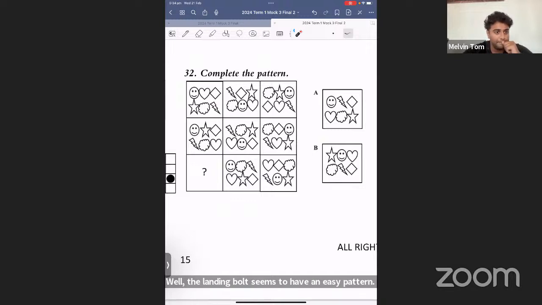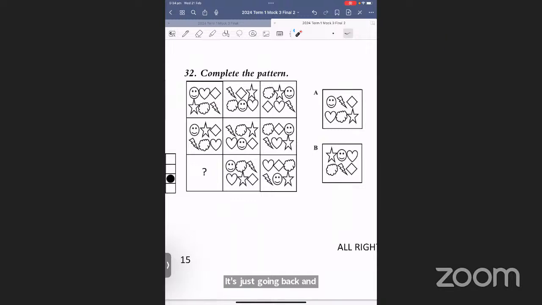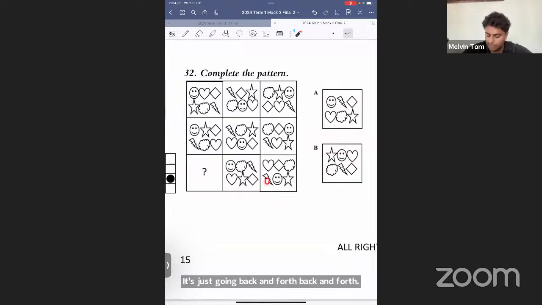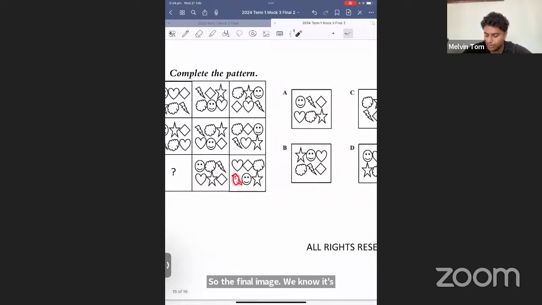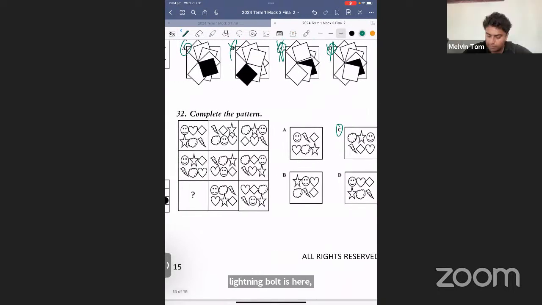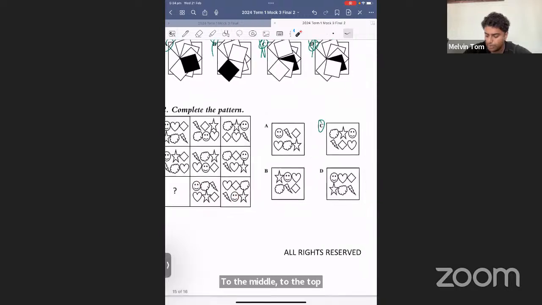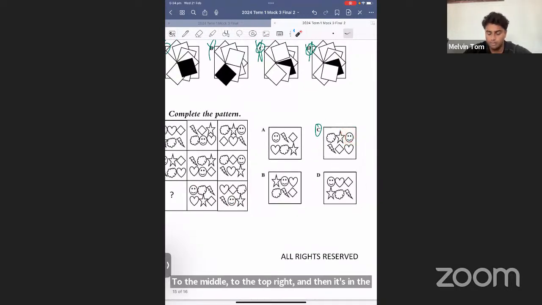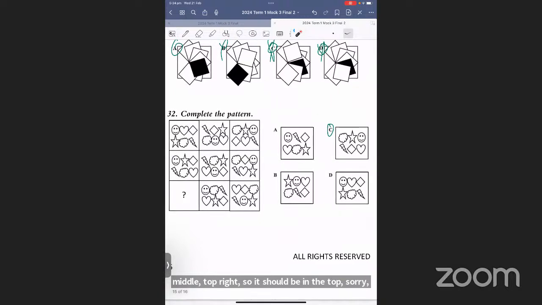Do you understand that, Harry? Yeah. So the final image, lightning bolt is here, lightning bolt is there, and it should be back to this original position, correct? Yes. The answer is C. The other pattern I remember seeing was the smiley face. It was going to the middle, to the top right, to the middle, to the top right, and then it's in the middle, so it should be in the top right. The answer is C. Do you understand? Yes. All right. Thank you.